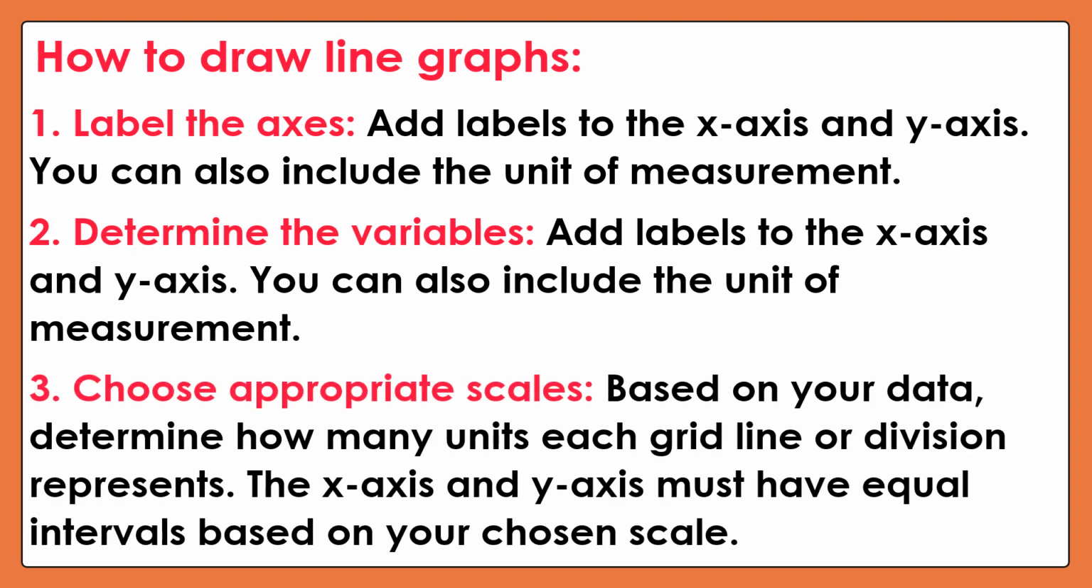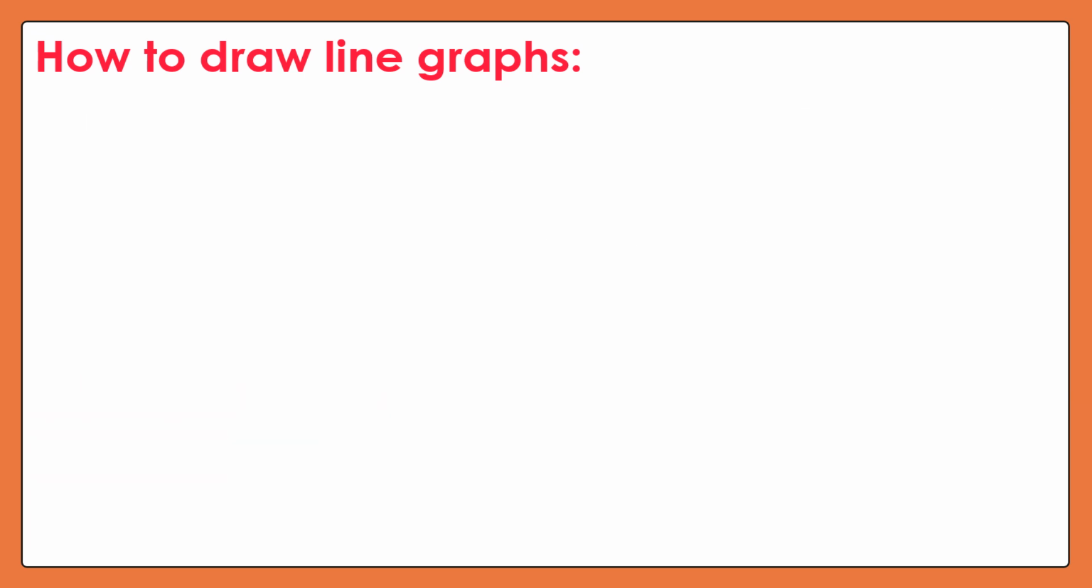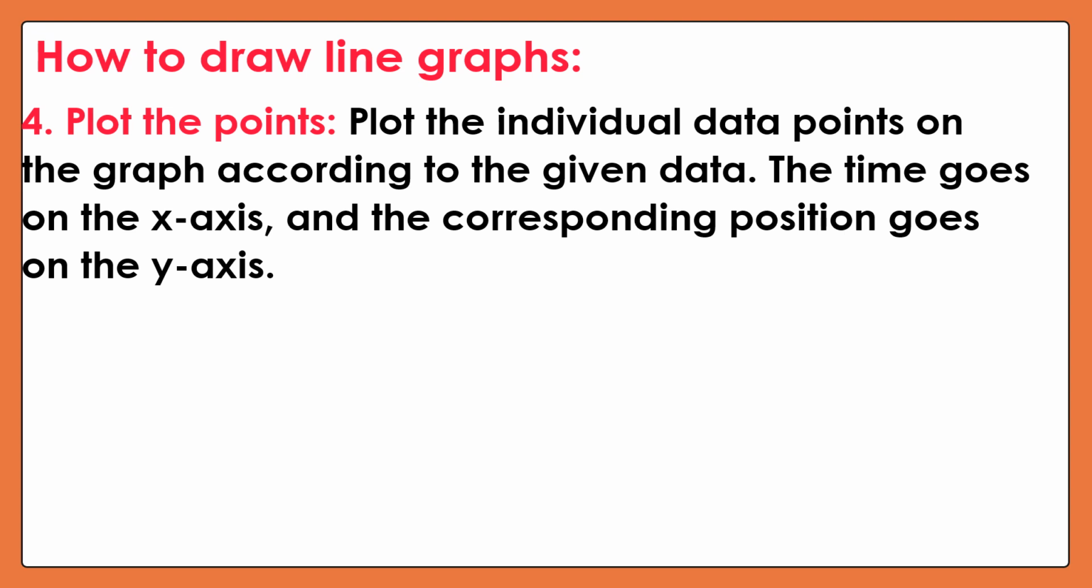Third, use appropriate scales. Based on your data, determine how many units each grid line or division represents. The x-axis and y-axis must have equal intervals based on your chosen scale. Fourth, plot the points. Plot the individual data points on the graph according to the given data. The time goes on the x-axis and the corresponding position goes on the y-axis.